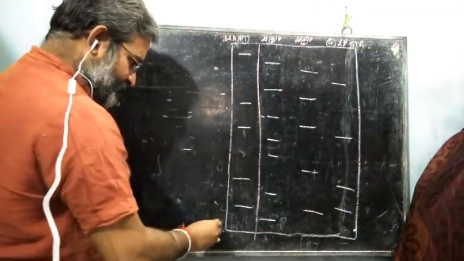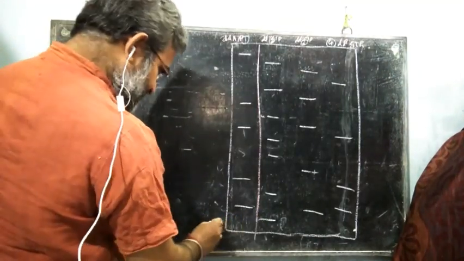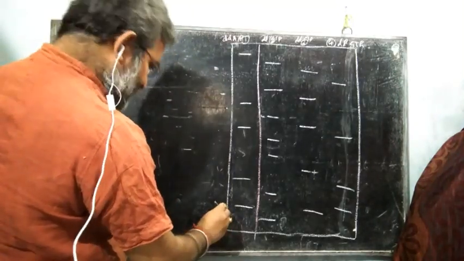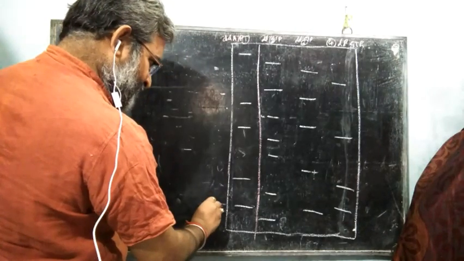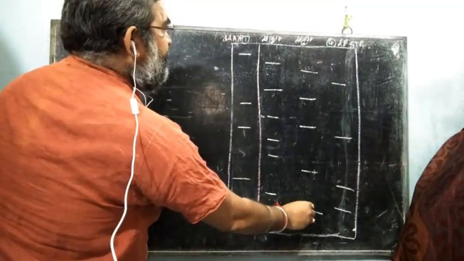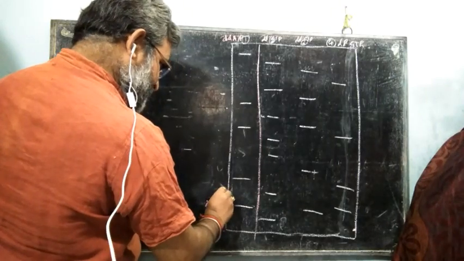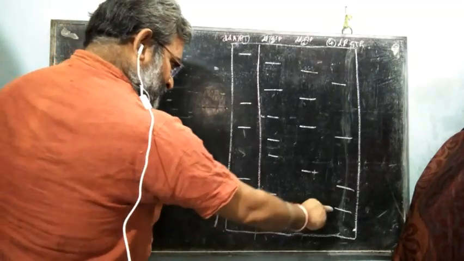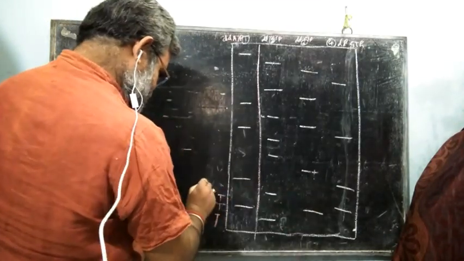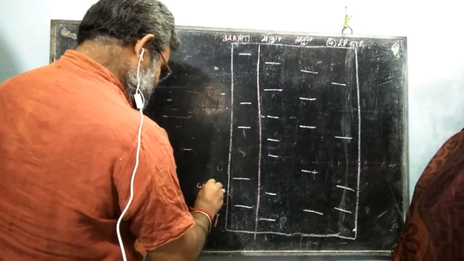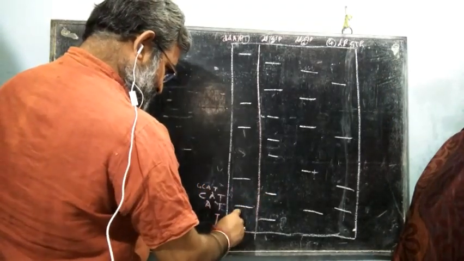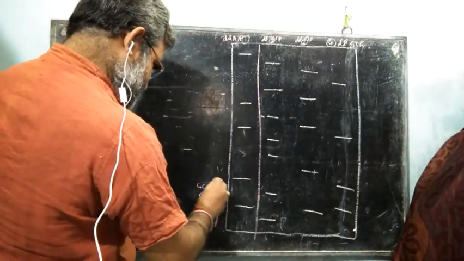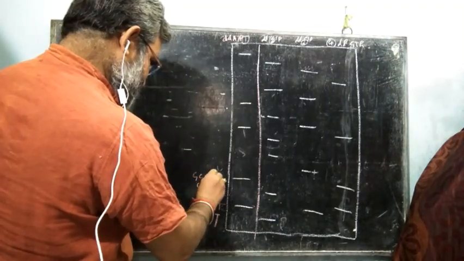That means here the sequence is, at first, T. Second one, A. That means T A. Third one, T A C. Fourth one, that is G, so T A C G. Then C, A, T. Fifth one, T, G, C, A, T.